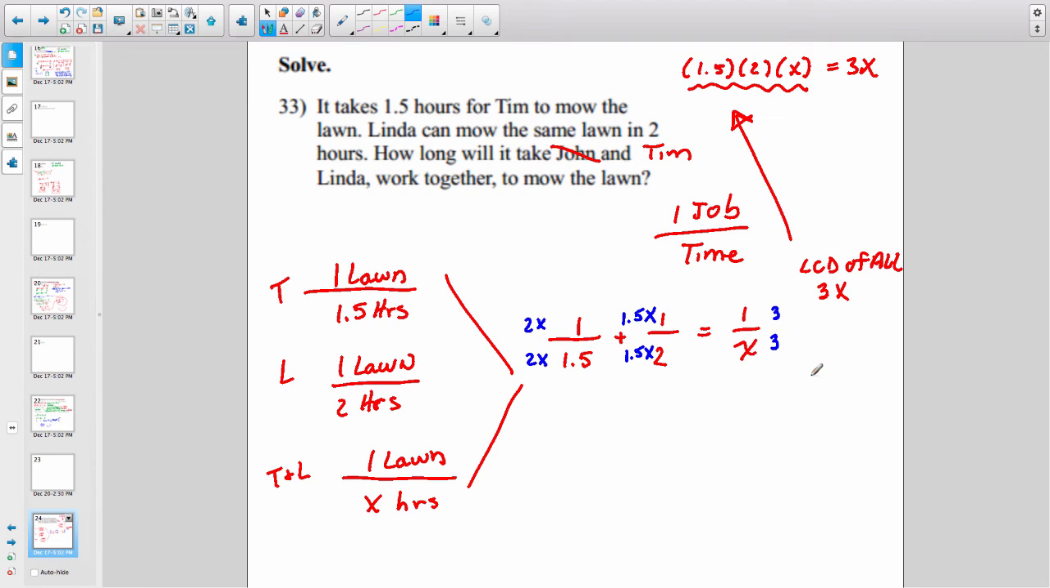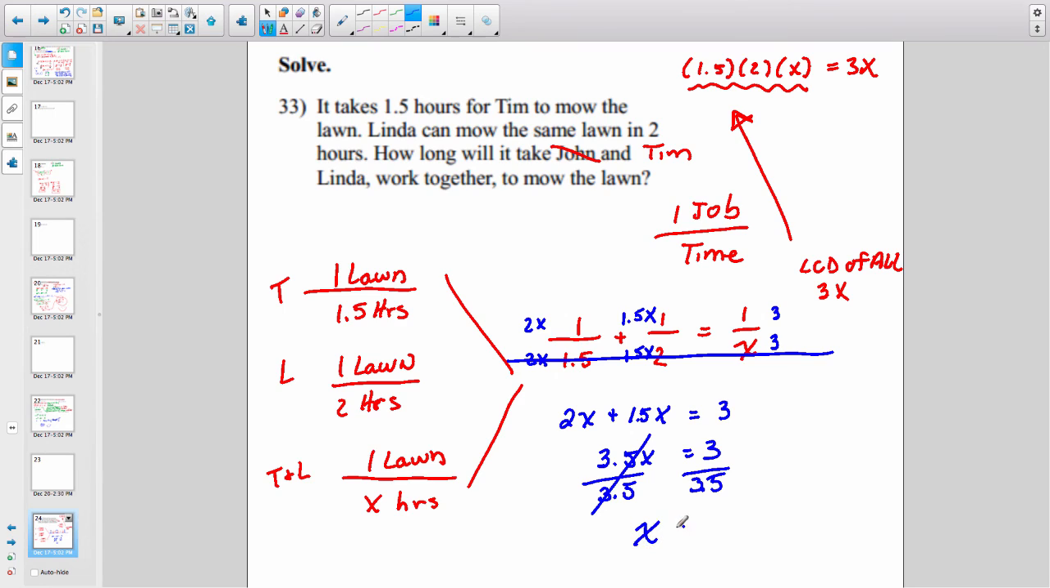Once you set this up where the denominators will all be the same, the denominators are gone. And your new equation is just whatever's on top. So you have a 2x times 1 plus 1.5x times 1 equals 1 times 3. Combining like terms, solving for x, x equals 6 over 7 hours, which is a little bit less than an hour, 6/7 of an hour.